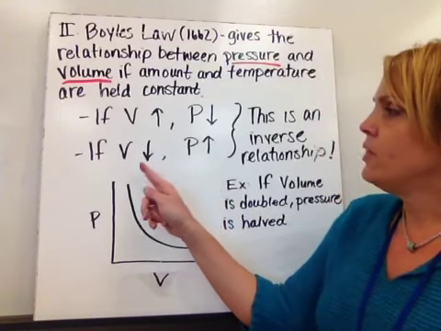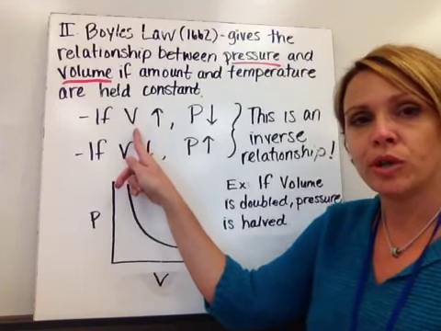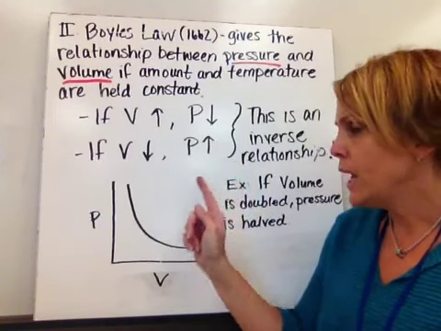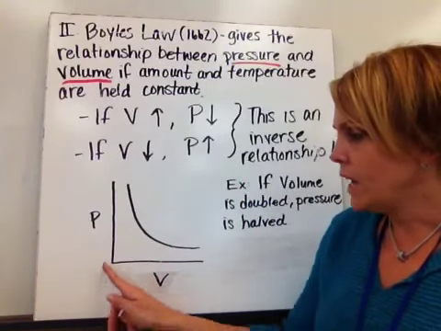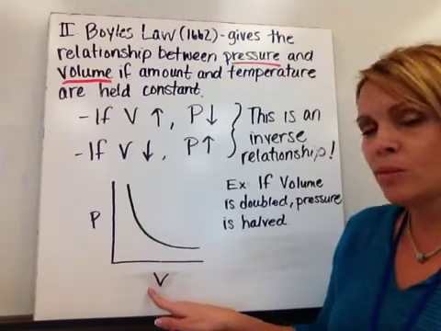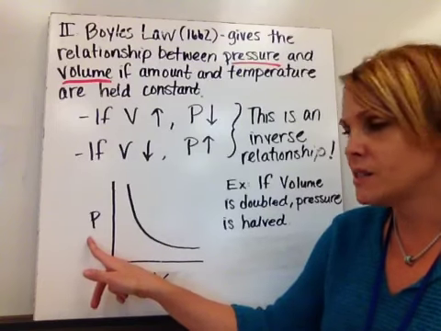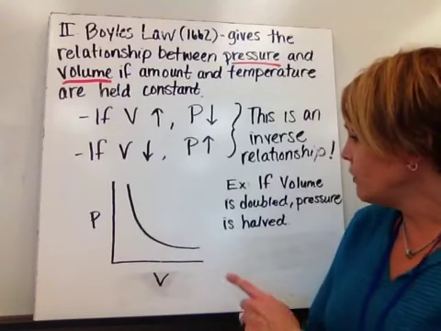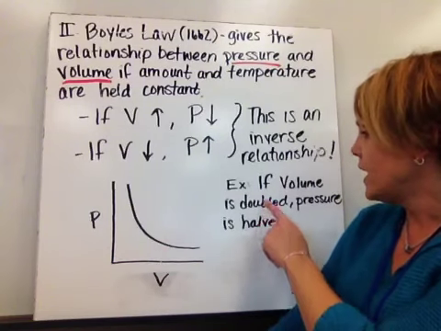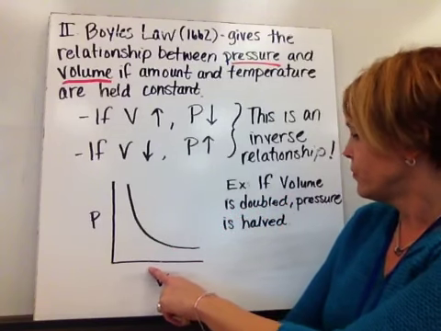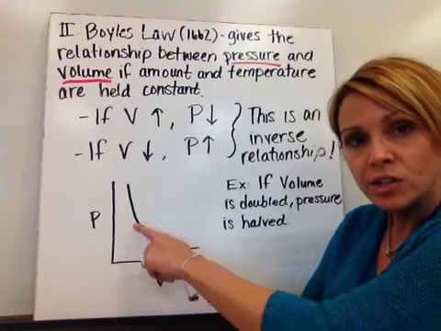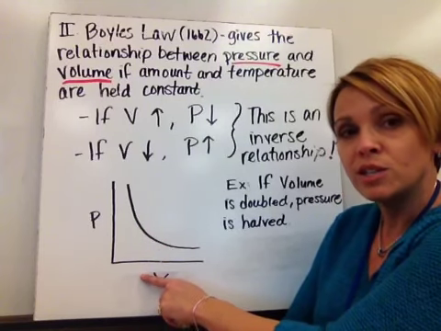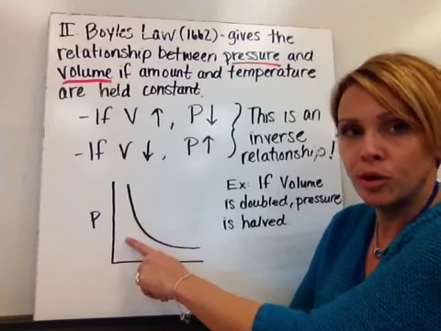All right? This type of relationship where one variable goes up and the other variable goes down is called an inverse relationship. And we can show that on a graph. This graph shows us, with volume on the x-axis and pressure on the y-axis, that as your volume increases, the pressure decreases. So we could even get more specific here and see that if the volume is doubled, the pressure is halved. The amount that the volume goes up is equivalent to the amount that the pressure goes down.